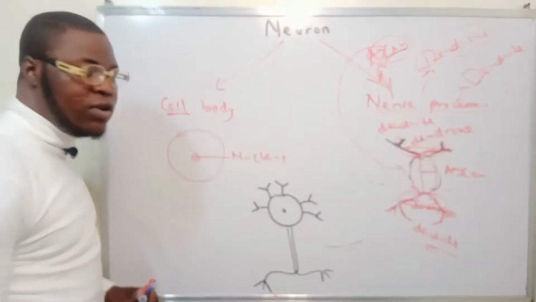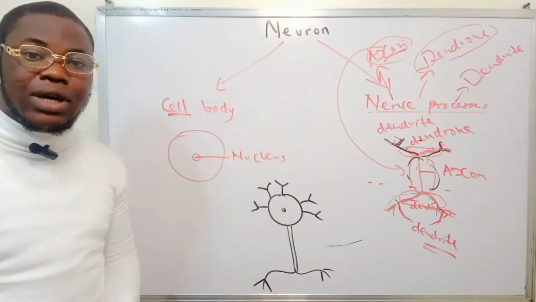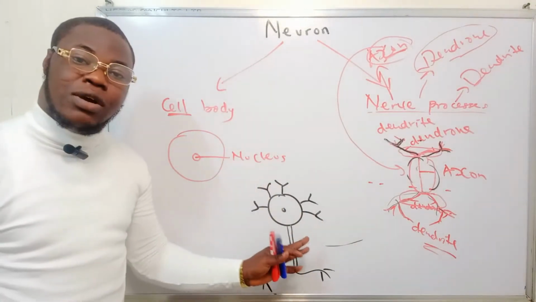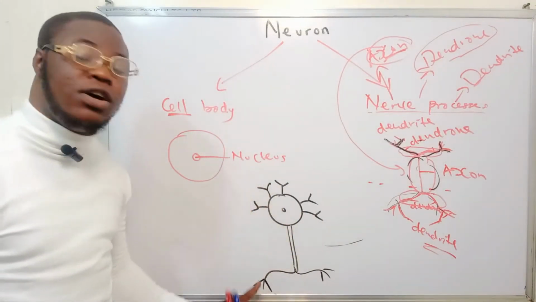So this is the diagram of a neuron. Not a real diagram, I've told you that. I'm going to draw a real diagram of the neuron for you, but just to understand the pain pathway, this is all you need.